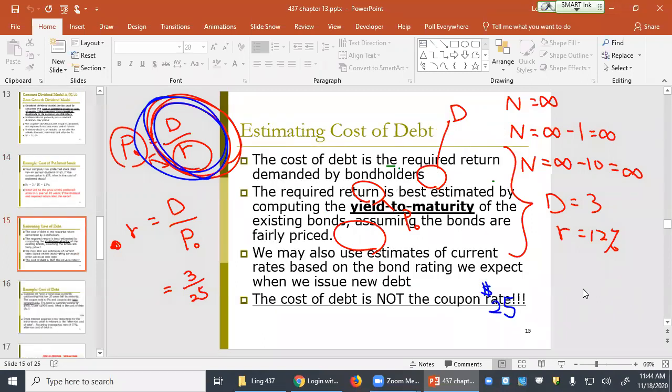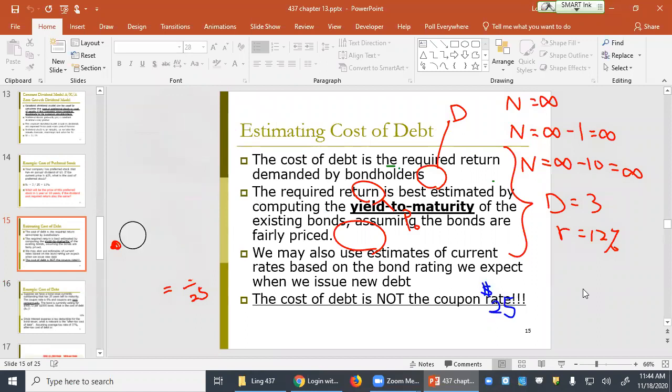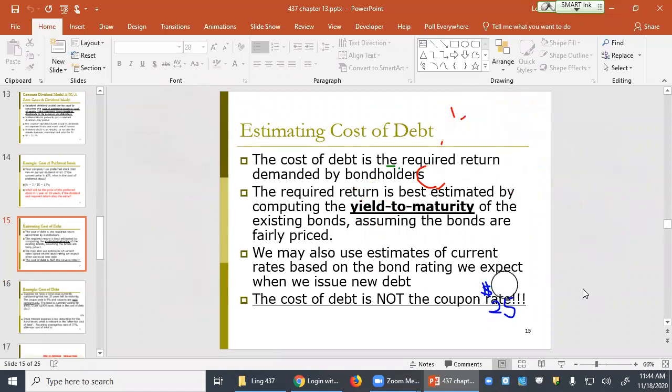Okay, so we're done reviewing the cost of equity and cost of preferred stock. Let's talk about cost of debt. Okay, cost of debt is the required rate of return that your bondholders demand. It's the rate of return that they want to earn per year in order to keep them happy. If they're unhappy, they will dump your bond and invest the money elsewhere, right?